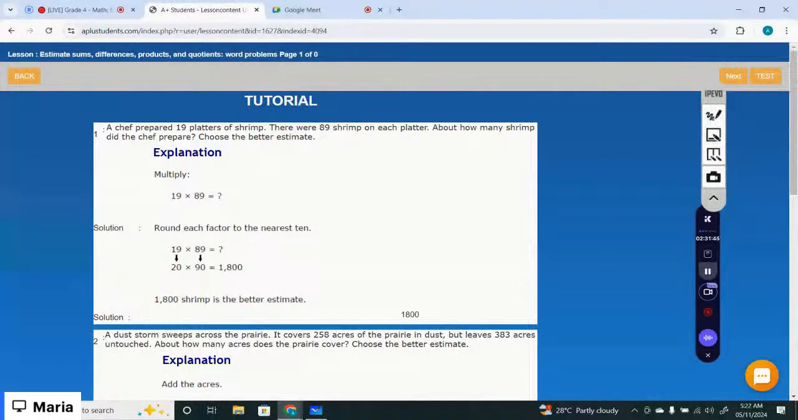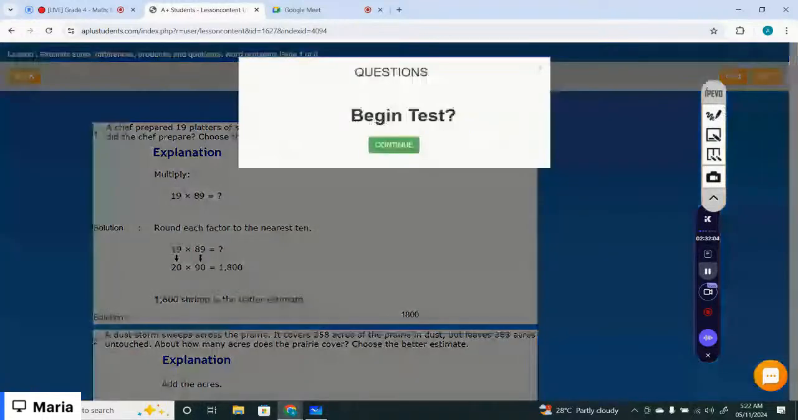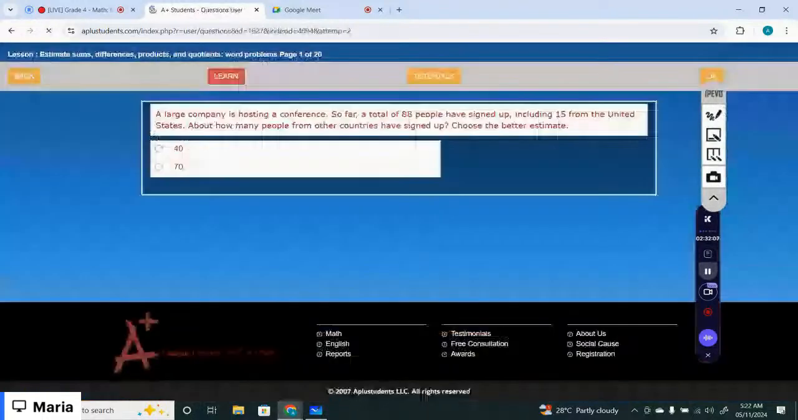You have to multiply. In the question you are told to choose the better estimate. So you need to estimate them. 19 is estimated to 20 and 89 is estimated to 90. So 90 times 20 is 1800. So that means 1800 shrimps he made, right? Let's just start with the test questions.